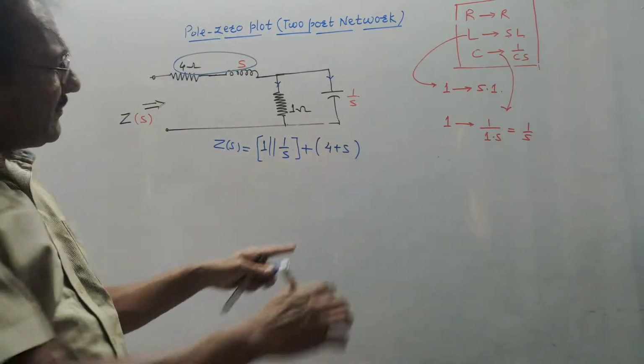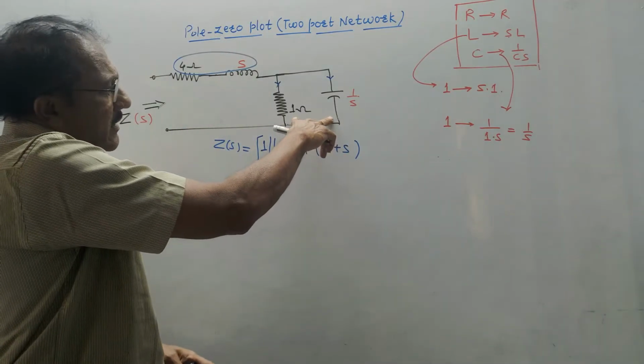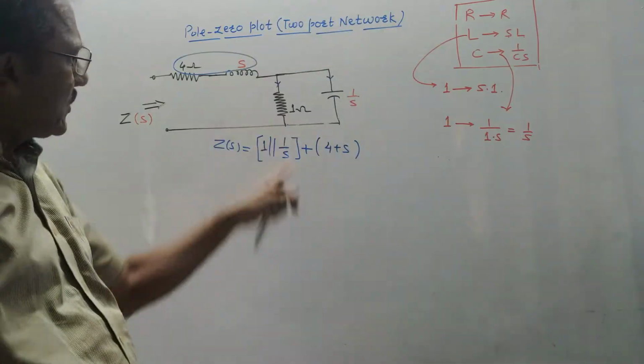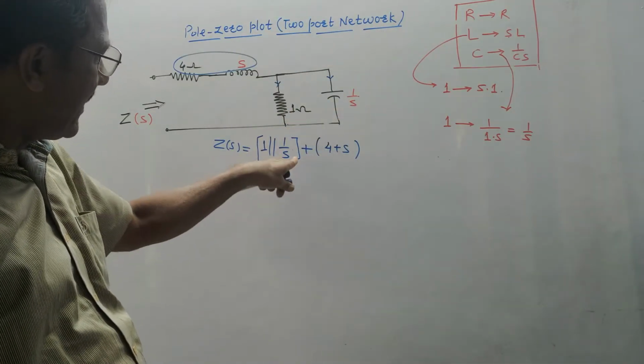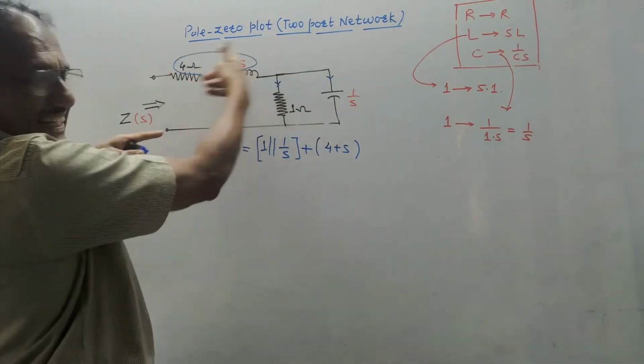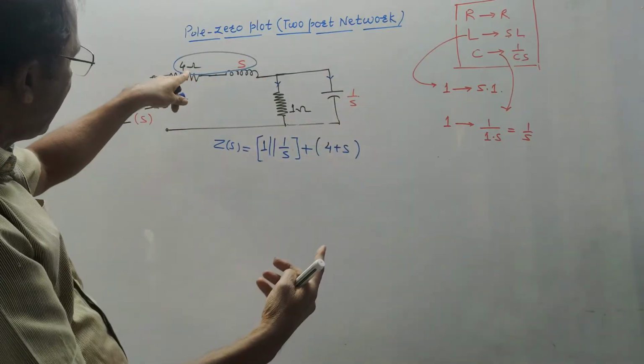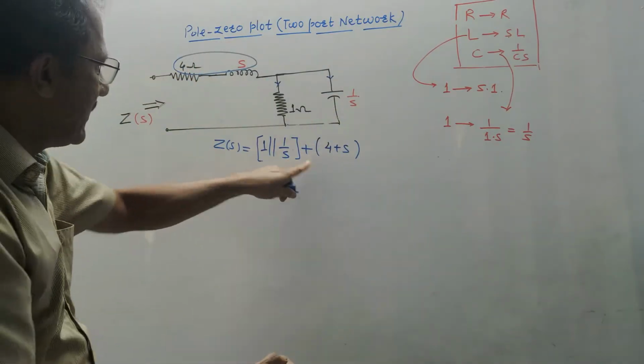Only you need to identify the starting thing. Starting elements are in two different wires, so they are taken in parallel. It is 1 parallel 1 by S. Remember, these are already in series, which are shown in the given diagram. So it is 4 plus S. So I have written this formula.